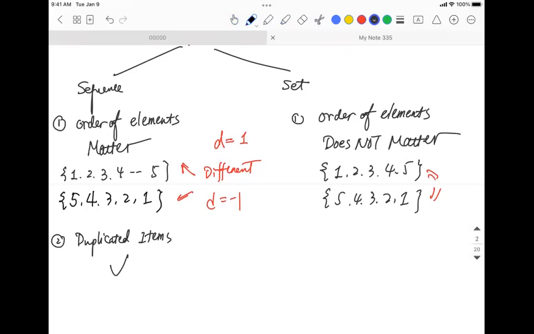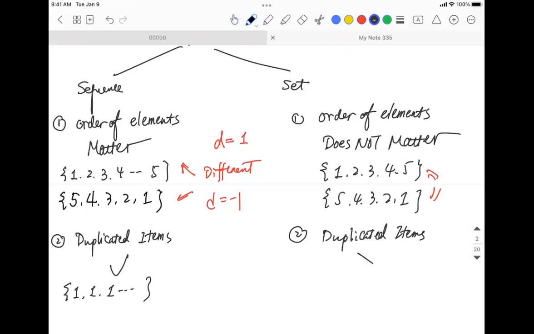Of course, in the sequence, you can have duplicated items, right? Because we have the constant value sequence, where every single item in a sequence has exactly the same value, which is quite understandable, right? However, from a set perspective, are duplicated items allowed or not?